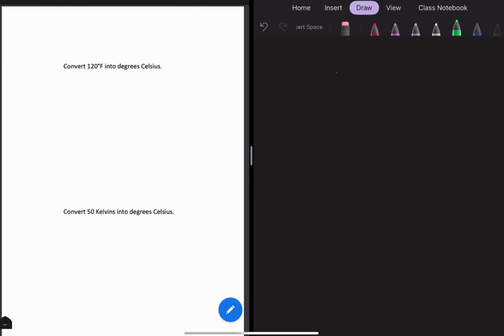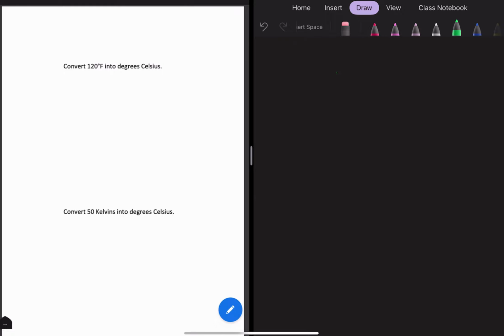Hi everybody, now we're going to begin the review for test 3. So here you're going to do two questions. The first one is convert 120 degrees Fahrenheit into degrees Celsius, and the second one is convert 50 degrees Kelvins into degrees Celsius. So go ahead and pause, try to solve these, and when you're ready, unpause.